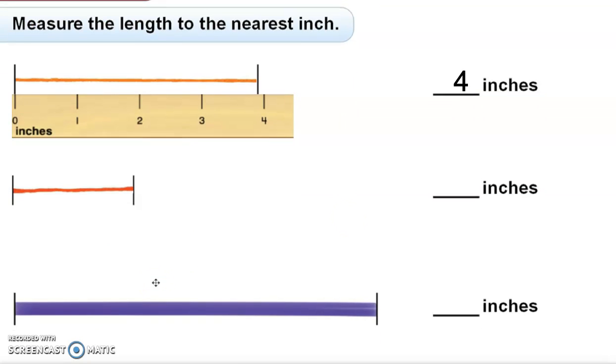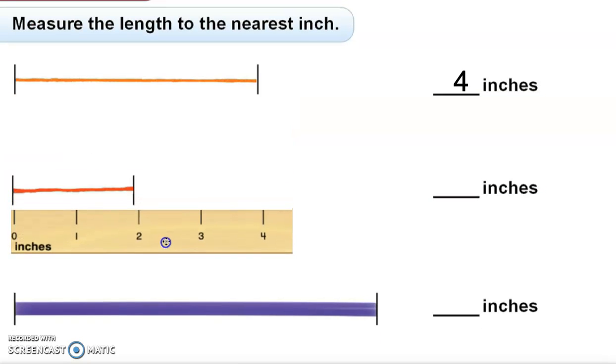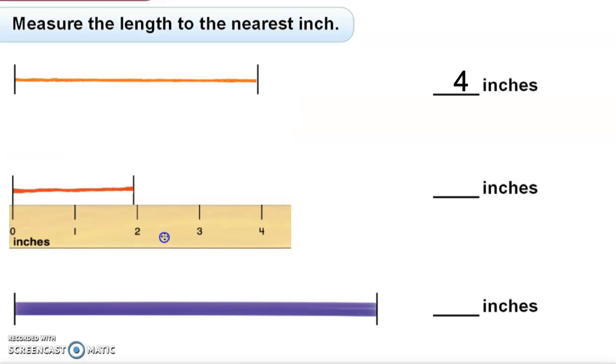Okay? Now let's do the next one. Again, I'm going to line up the starting point of the string with the 0 on the ruler, and I'm going to see where the string stops when it is compared to my ruler. For this one, it seems like it stops just before that 2-inch mark. So we can say that this string is about 2 inches long.